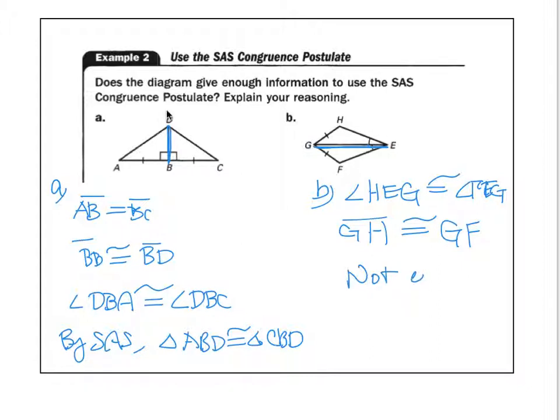Not enough information, because you need SAS, and you need the angle to be sandwiched between the two congruent sides. Okay?